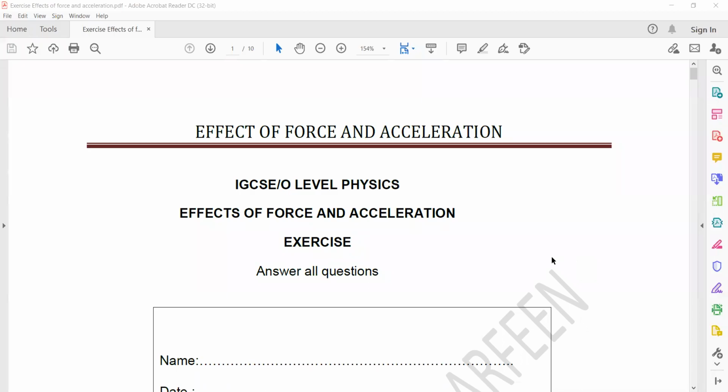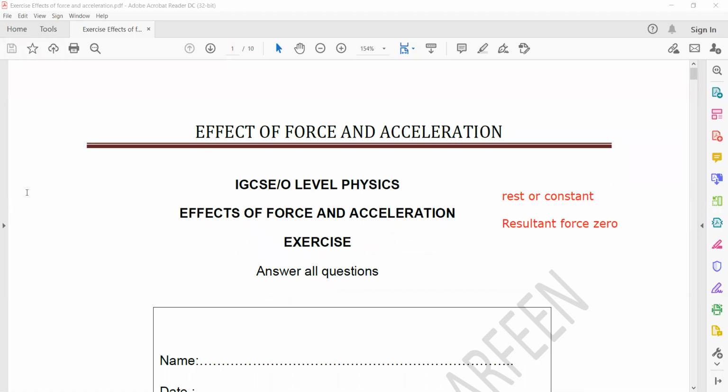In the last session, we were discussing the effects of force and acceleration. Just recall the idea that whenever an object is at rest or moving with a constant speed, there will be forces, but the resultant force will be zero, or no resultant force will act on the object.